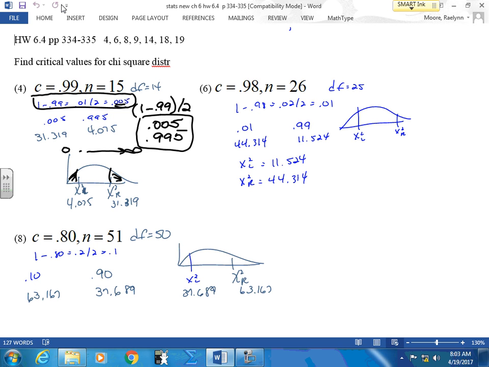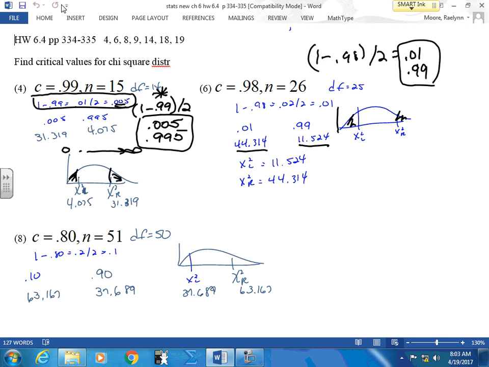I want to keep this the exact same that we always do. 1 minus 0.99 divided by 2. There's no inverse norm for this. There's no calculator step for this. This guy, same thing. 1 minus 0.98 divided by 2. This is going to give you 0.01. Subtract it from 1. These are the headers that you're looking for. Degrees of freedom, 25. Pull out your two numbers. The smaller one goes on the left. The larger one goes on the right.